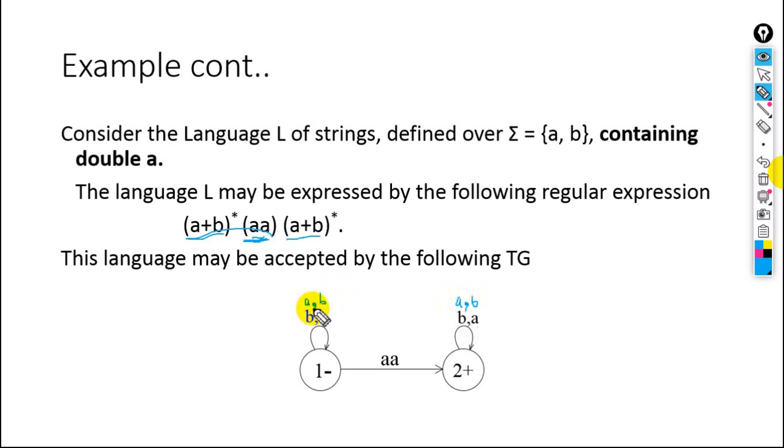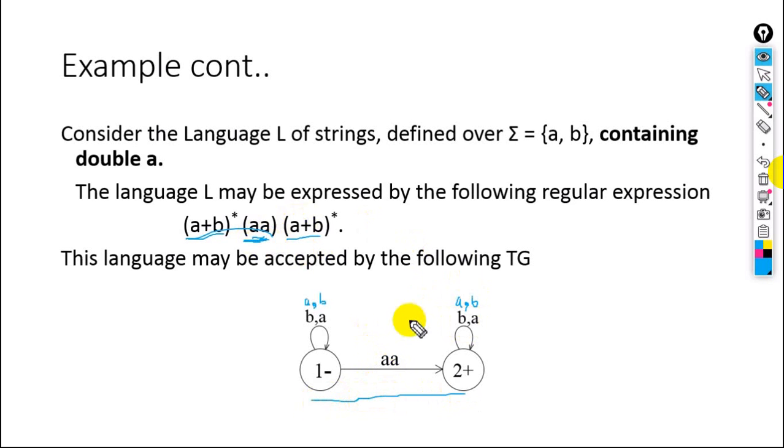Here we should put a comma because at the start we have (A plus B) star. Look at this, (A plus B) star, and at the end we also have (A plus B) star. Yeah, (B plus A) star, no problem. And here in the middle we should have double A. So here we have double A. This is a transition graph for this expression.